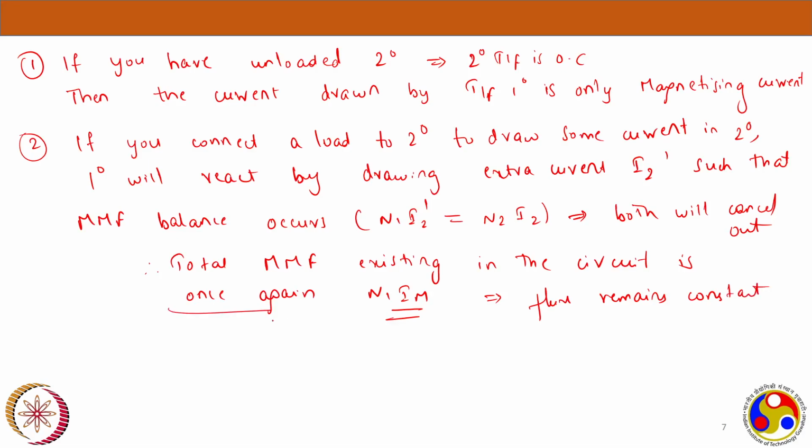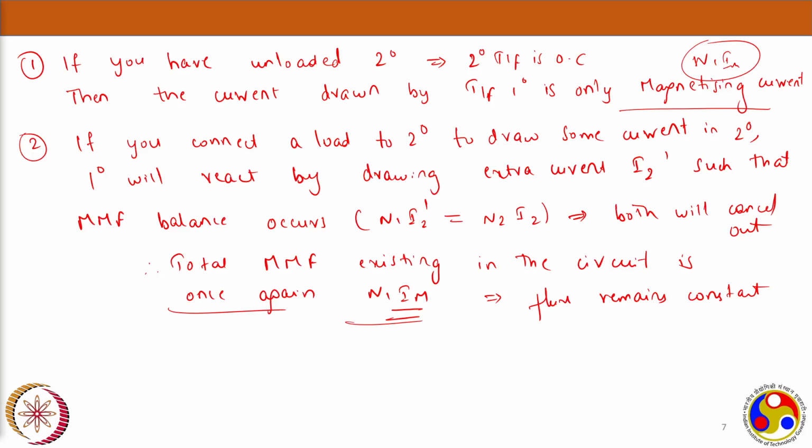Why did you say once again here? Because in the first case also there was only magnetizing current, and the MMF is N1 IM. But even when the secondary is loaded, the total MMF will be the magnetizing MMF only, that is N1 IM, because my flux should remain constant.